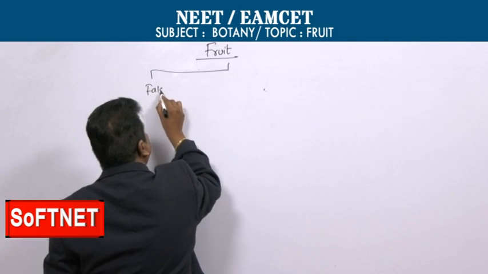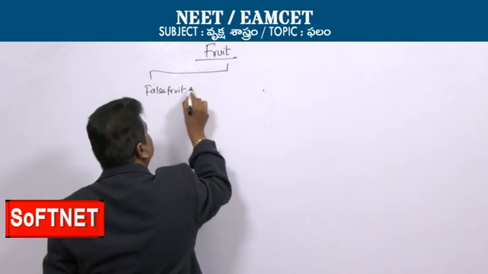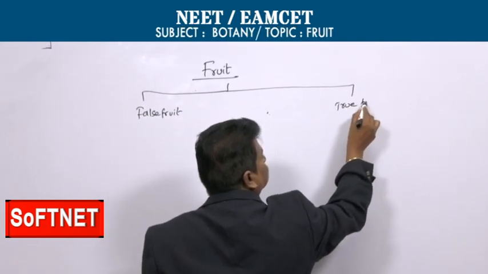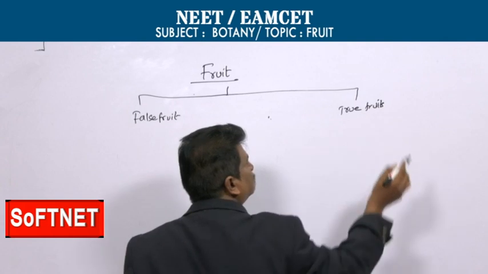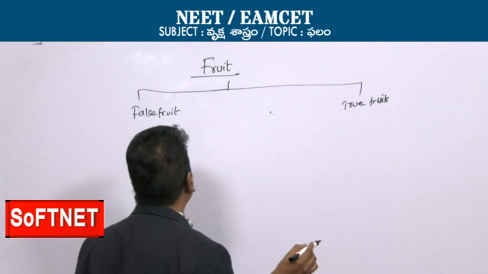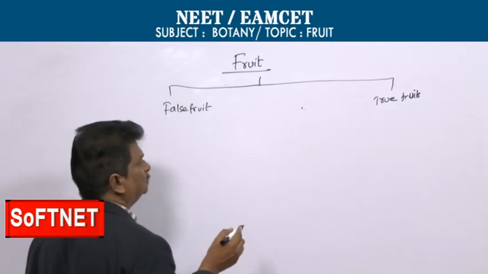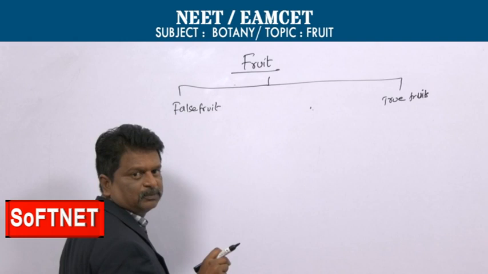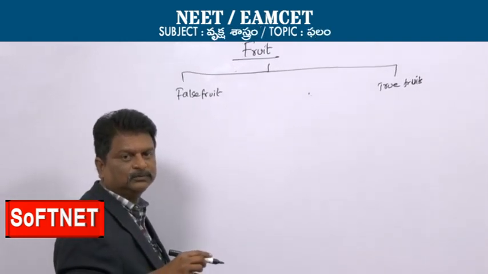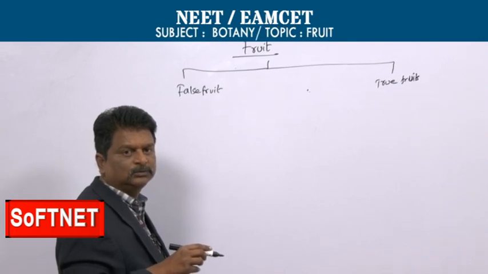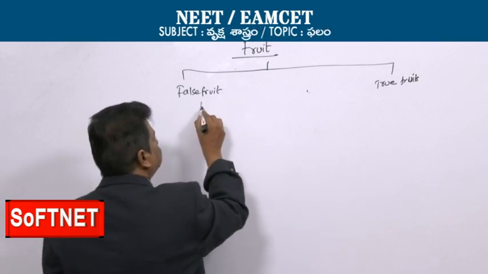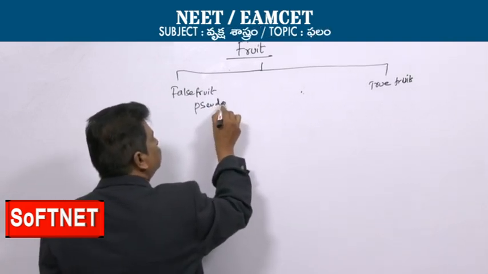One is false fruit, and the second one is true fruit. So there are two types of fruits, false and true fruits. False fruit means a fruit formed from a part other than the ovary. If any other part of the flower forms a fruit, it is called a false fruit. False fruits are also called pseudocarps.